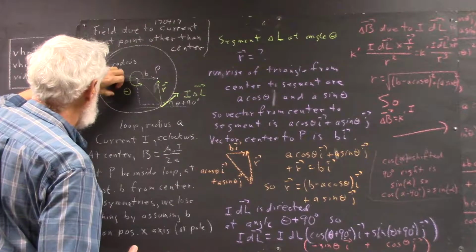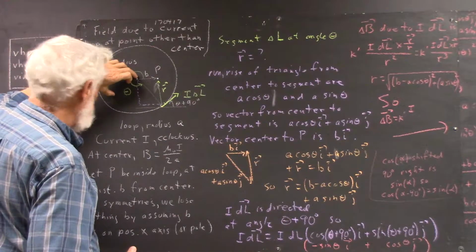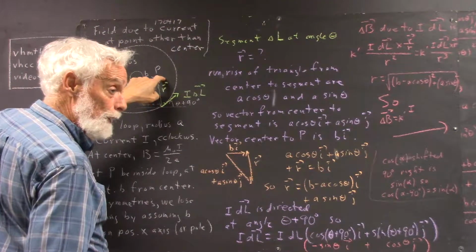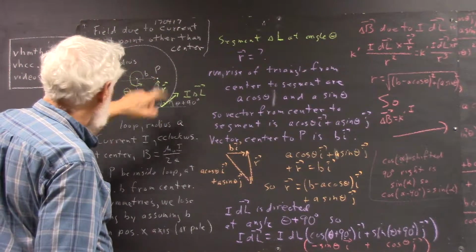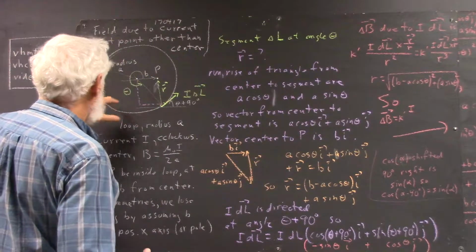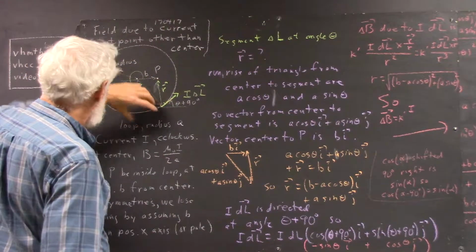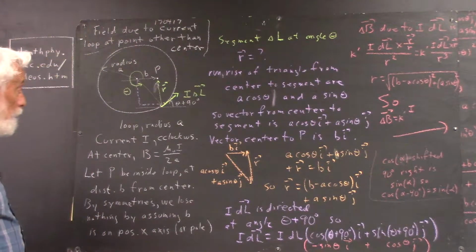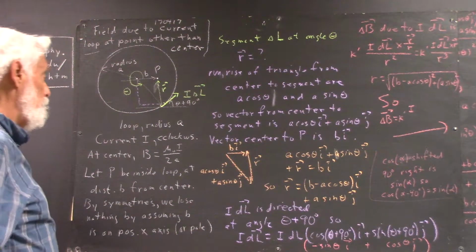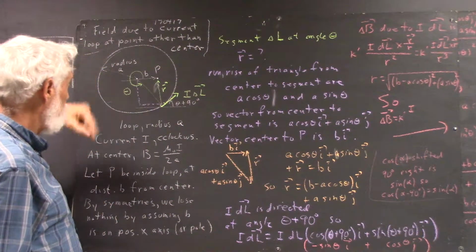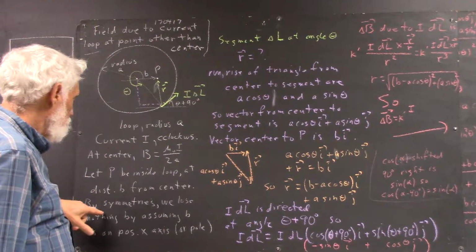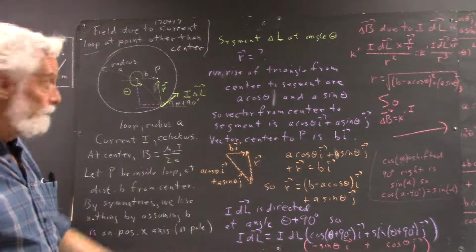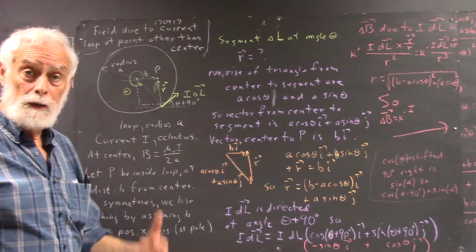And the symmetry argument is simply, okay, if you're not looking, and I take this loop and rotate it around to here, now my point is on the positive x-axis. The field hasn't changed due to rotation, and you can make that argument very easily. So it doesn't matter if we just assume then that the point at which we want to calculate the field is on the positive x-axis.